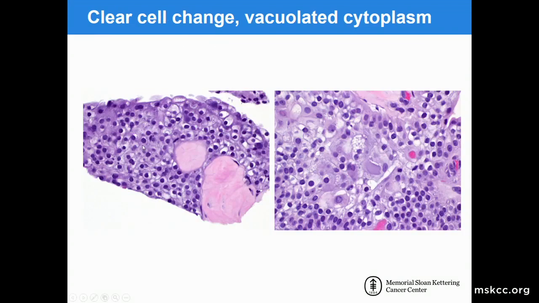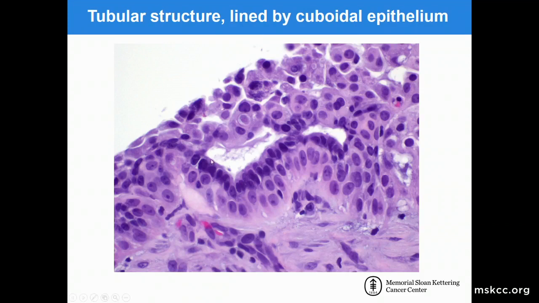In addition, many of the cells showed this clear cell change, and you can see there are these well-defined borders here as well. And then there were scattered cells that showed this somewhat vacuolated cytoplasm. Focally, there were these tubular structures that were lined by this somewhat cuboidal epithelium that we see here.